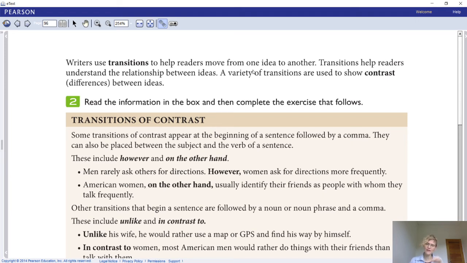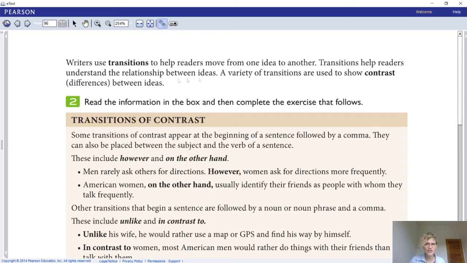Otherwise, it's like jumping from one point to another, and we're like, okay, what are you talking about right now? Now, you really want to go from one point, from A to B, from B to C, from C to D, smoothly. So we use transitions. Now, if you're contrasting, then you have to use the transitions of contrast. So transitions help readers understand the relationship between the ideas, and it makes it smooth.